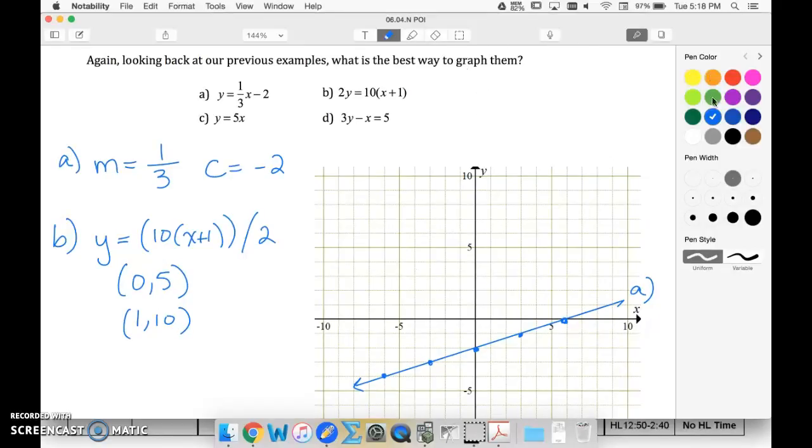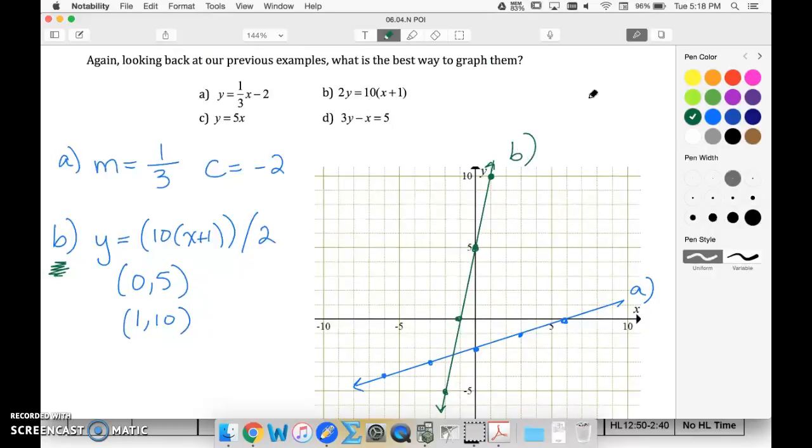After I have these 2 points, so let's make this green. So 0, 5, 1, 10. I can see that my slope is 5, up 5 over 1. So also down 5 over 1, down 5 over 1 to give me a few more points to graph. So here is my line for B.